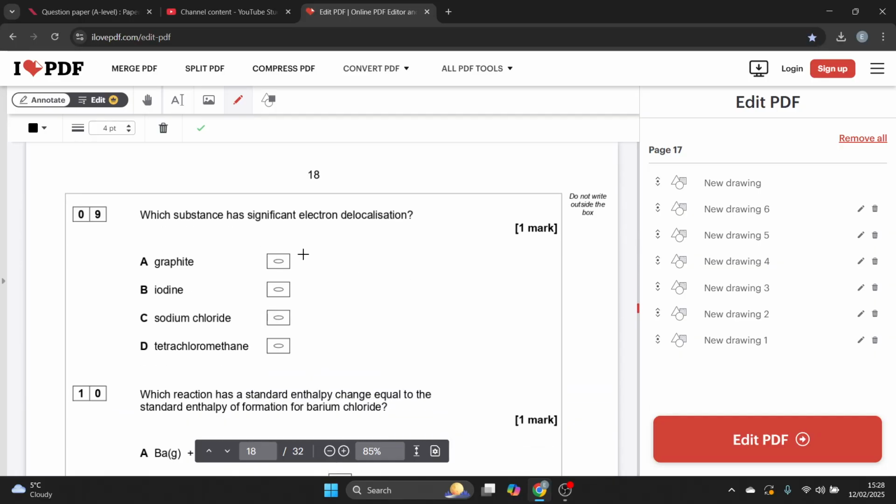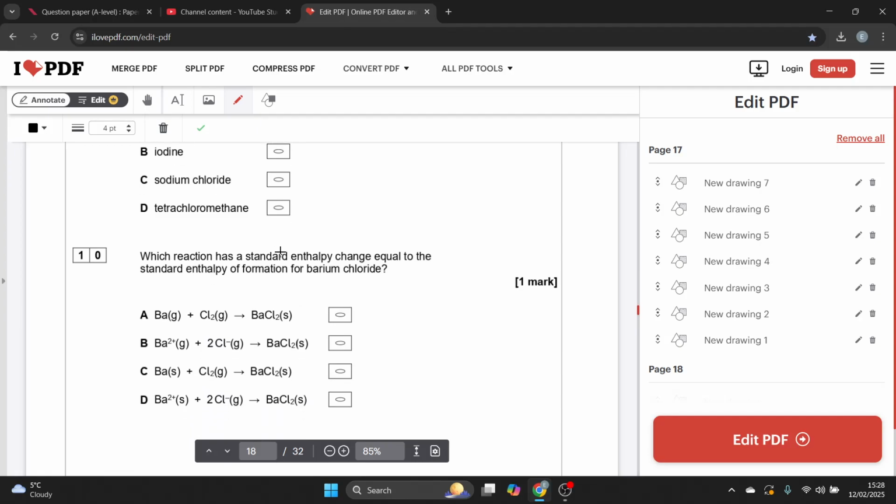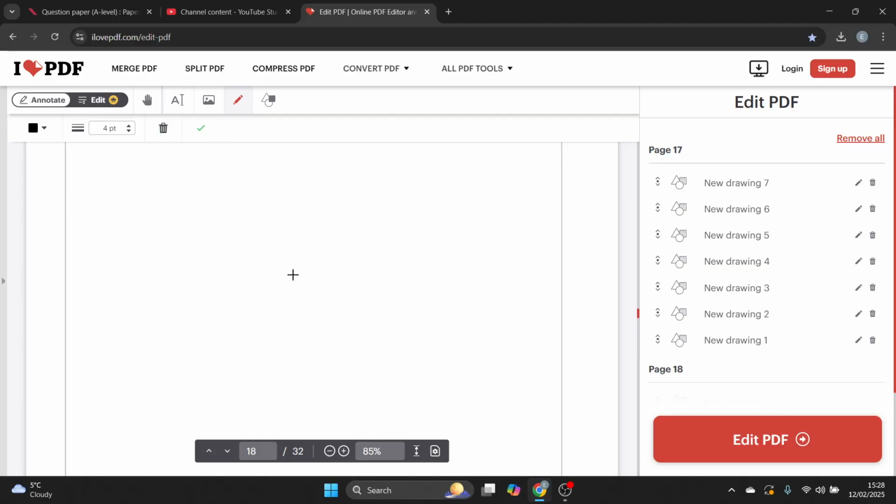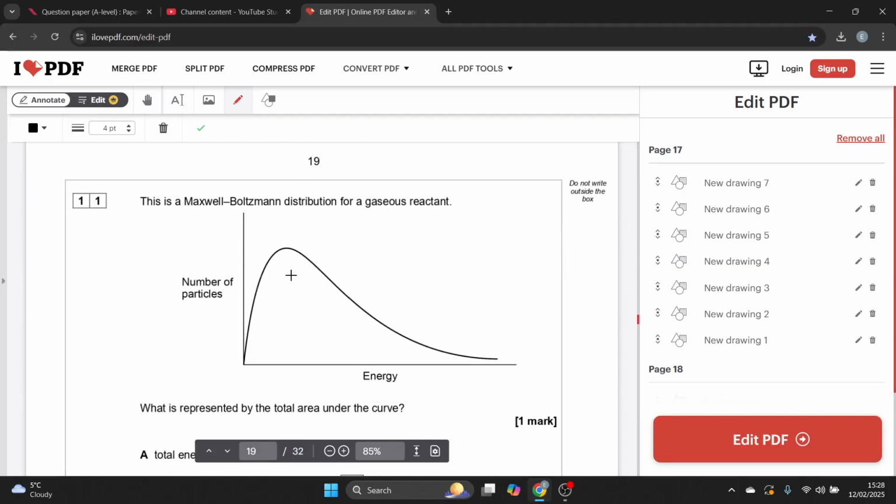Which substance has significant electron delocalization? Graphite. Which reaction has a standard enthalpy equal to the standard enthalpy of formation of barium chloride? So it's not going to be the ions, it's going to be that, and barium needs to be a solid, so therefore it's that. That's its gaseous state, that's incorrect. So 10 is C.